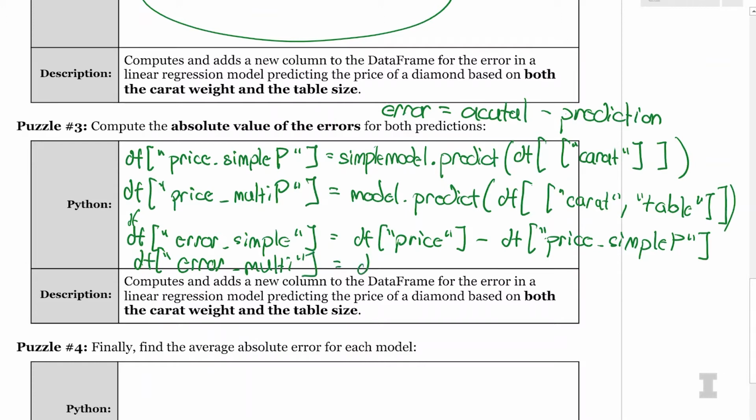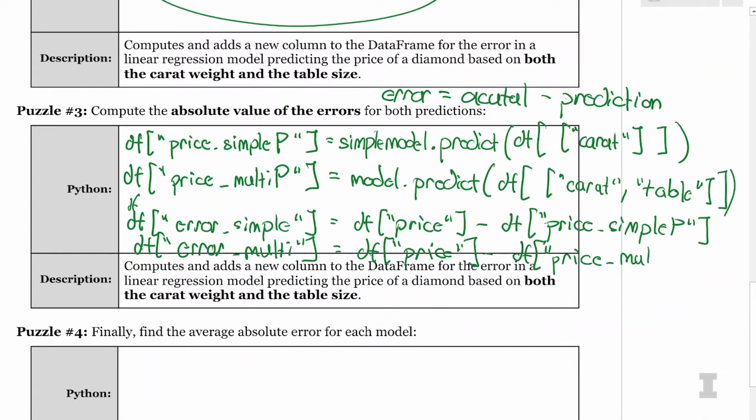And that is going to be df of price minus df of price multi-p. So this gets to the importance of naming your columns correctly, because we're now adding a whole bunch of extra columns. I always say what the variable is first, and then have an underscore and give the details of what's special about it.